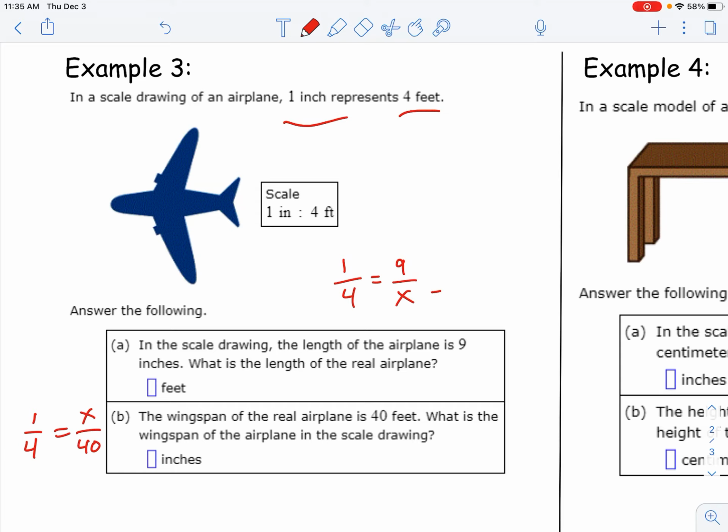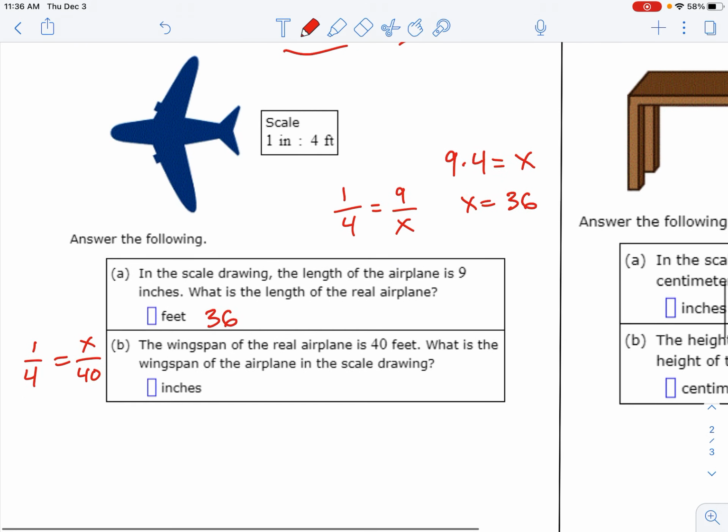So I put the feet on the bottom like I did before. It was 4 feet, and I put that on the bottom. So I put the x on the bottom. That's what we're trying to find. And now we can just cross multiply. So we'll have 9 times 4 equals 1 times x, or just an x. So x would equal 36. 36 feet.